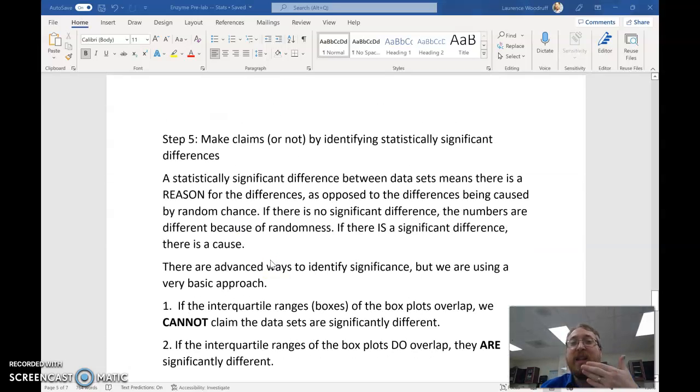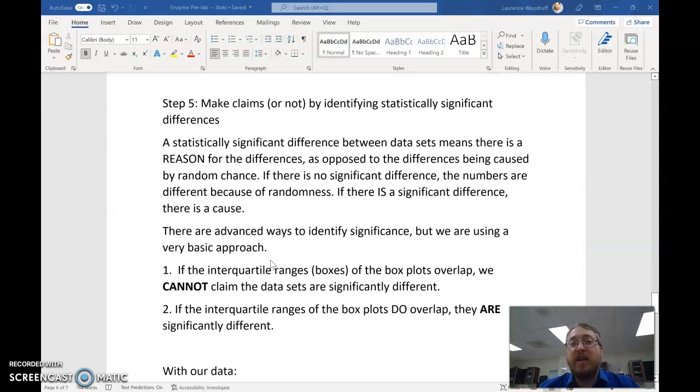And now we finally make claims by identifying statistically significant differences. Here's the thing. If the numbers are statistically significantly different, that means there is a reason that is causing them to be different. If there is no significant statistical difference, that means the difference between them is just random. It's just happenstance. So there's nothing really causing that difference. It just turned out that way this time.